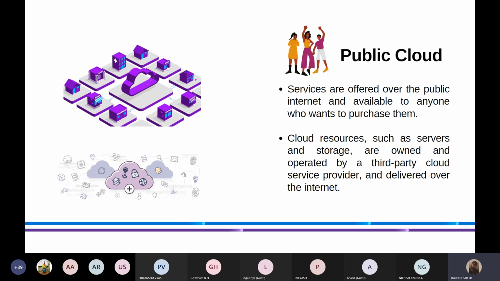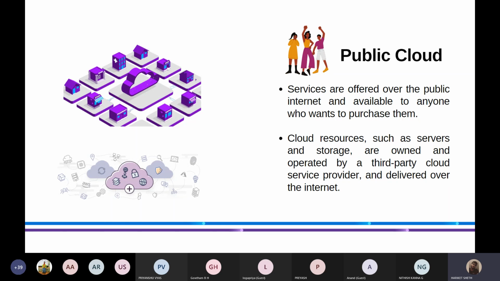Public cloud means connecting to a public cloud, where you just need an internet connection to access computing resources. It is mainly offered by third-party cloud service providers. Rather than owning and maintaining these resources, you don't have much ownership or maintenance here. You just have an internet connection.